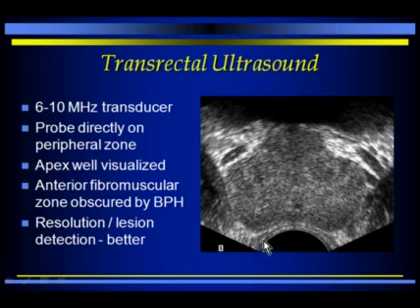This is a transrectal image. The probe is in the rectum. This is the rectal wall here, and the perirectal fat here. And here we see the prostate sitting in front of the rectum. The probe is placed directly on the peripheral zone of the prostate. The apex of the prostate often is not as well visualized, and the anterior fibromuscular stroma, which is up here, is often obscured by a process called benign prostatic hypertrophy, or BPH, which tends to be in the middle of the prostate.